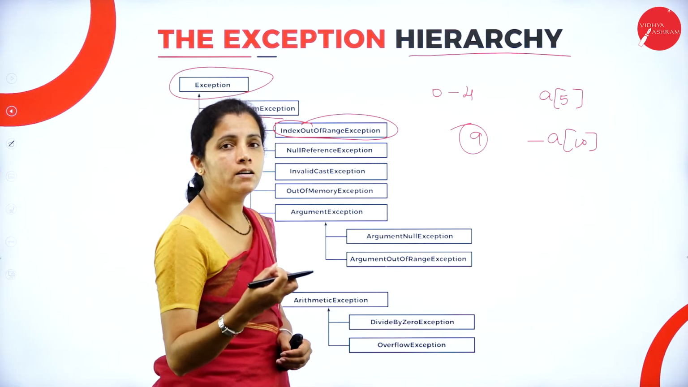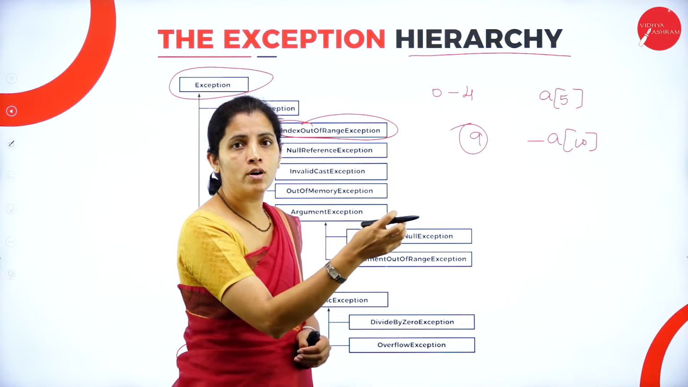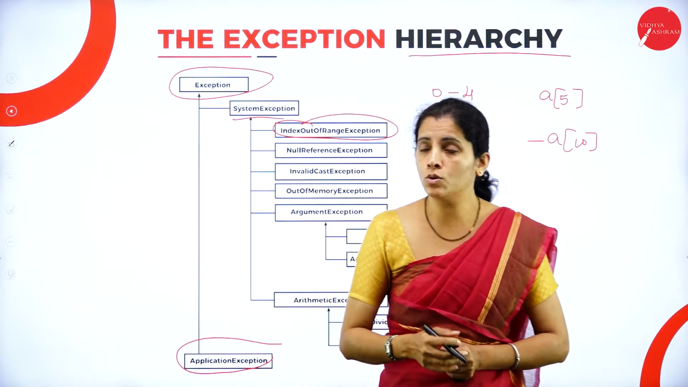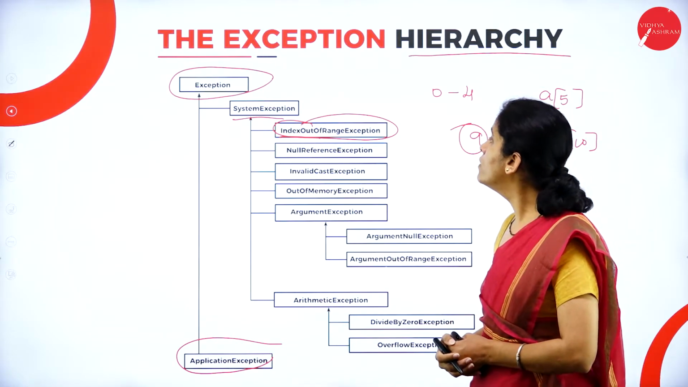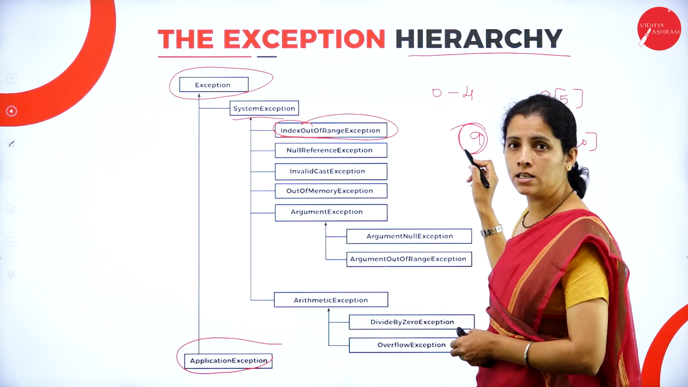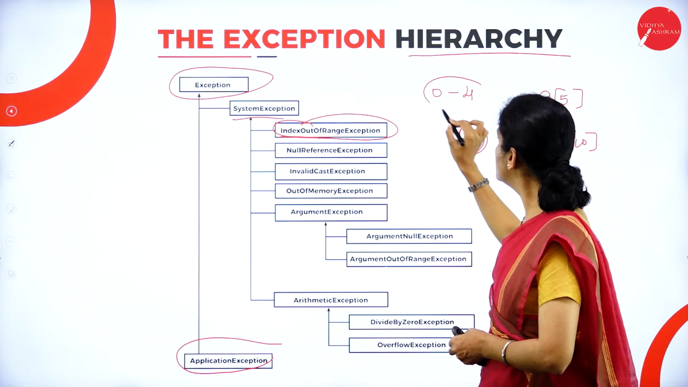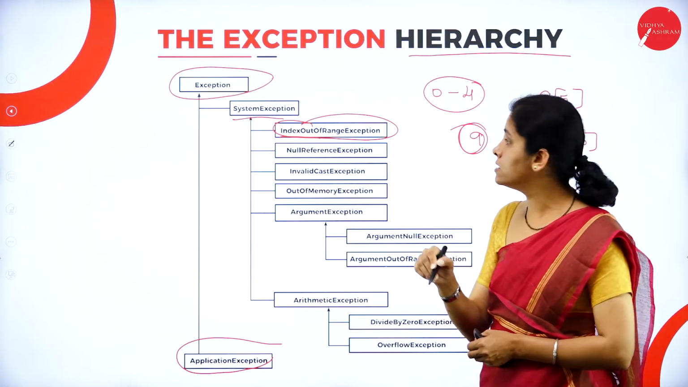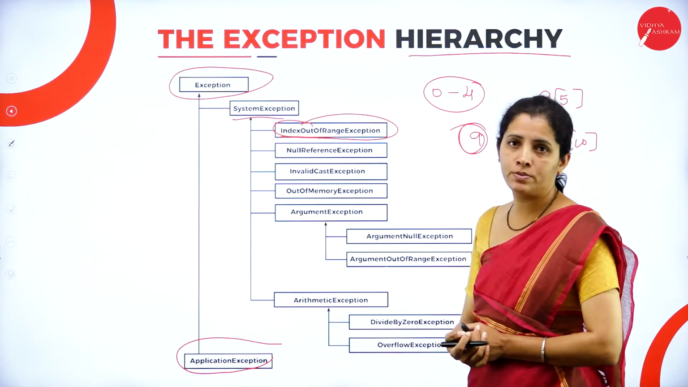I'm going to get the error message that I allocated only 0 to 4, but I'm trying to get the 9th position element. So it is an array index out of range exception. Here I'm requesting the 9th index, but it is not in my array. I requested only 0 to 4, but still I'm trying to access the 9th index. So I'm going to get the index out of range exception.